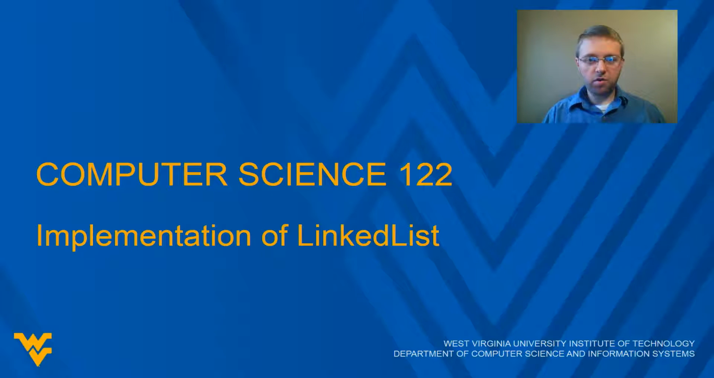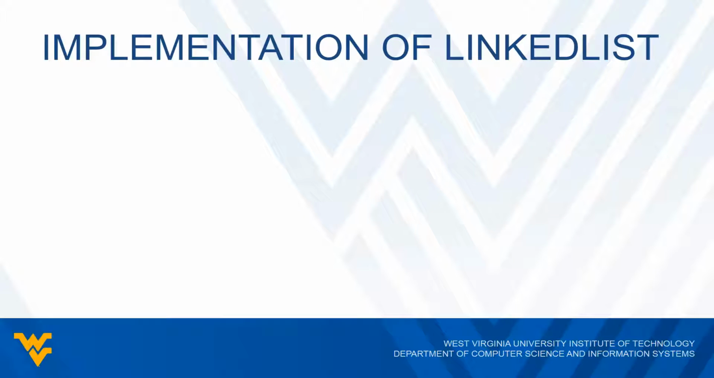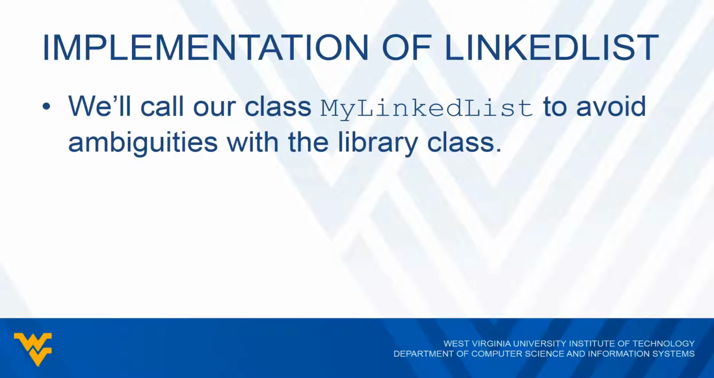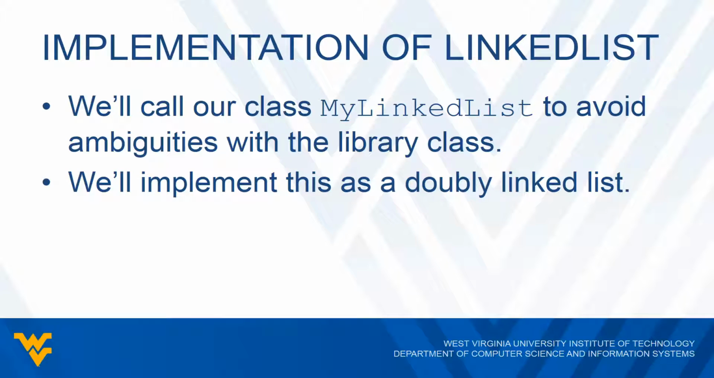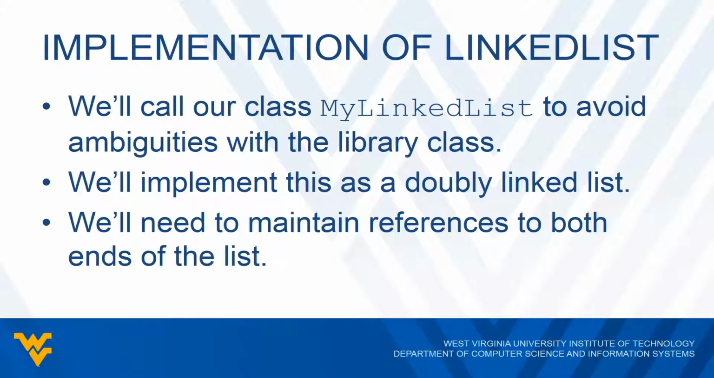In this lecture, we will discuss how the linked list class is implemented. Just as we did with the myArrayList class, to avoid any ambiguities with the built-in library class, we're going to call our class myLinkedList. And we'll implement it just like the linked list class, where we use a doubly linked list. This means that we're going to have to maintain references to both ends of the list, the beginning of the list and the end of the list.